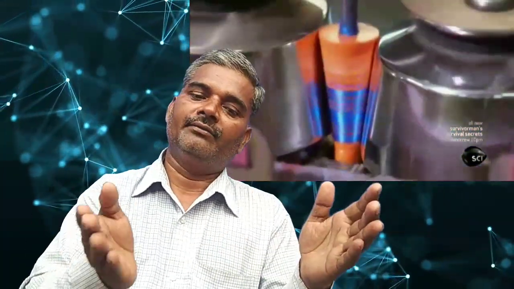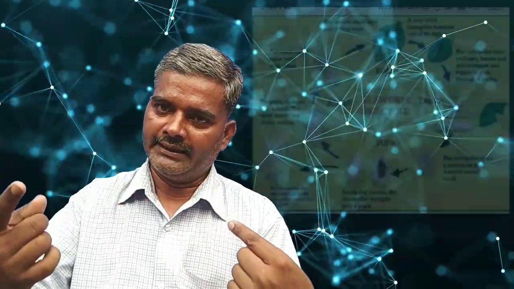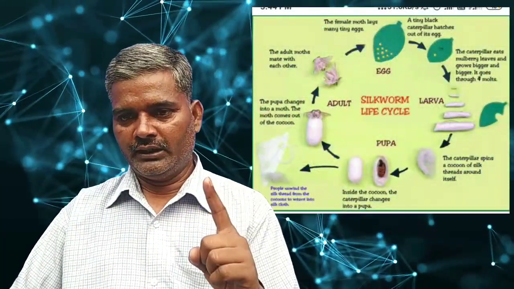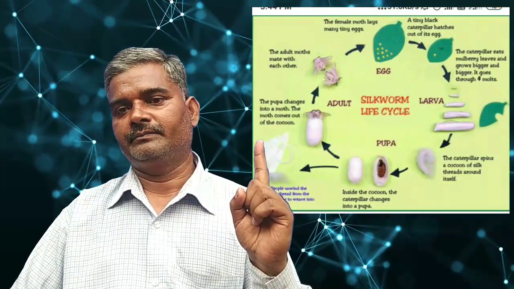Some cocoons are not boiled and are left for the silk moth to be born, for the next generation, and the life cycle to be completed by these 4 stages: egg, silkworm, pupa, and moth again. After moth, again egg. You can see the life cycle of silkworm in this picture.